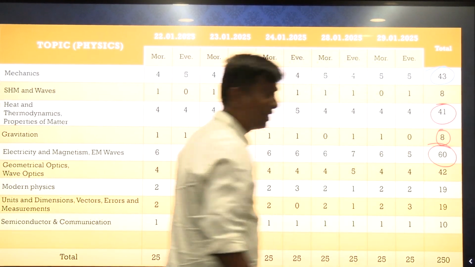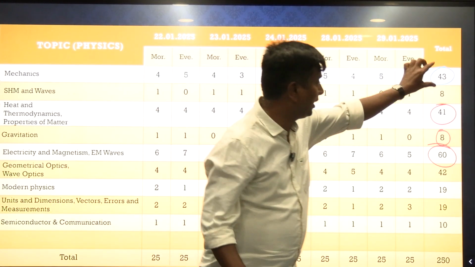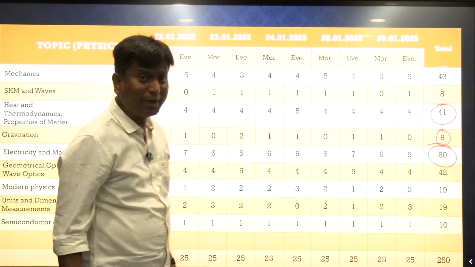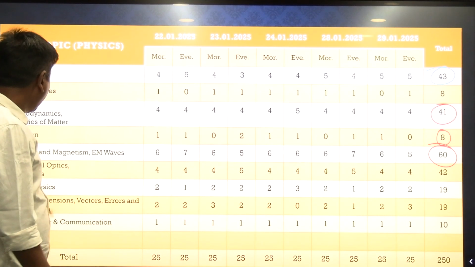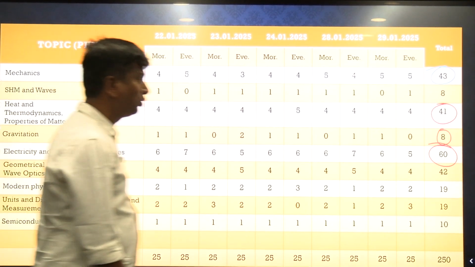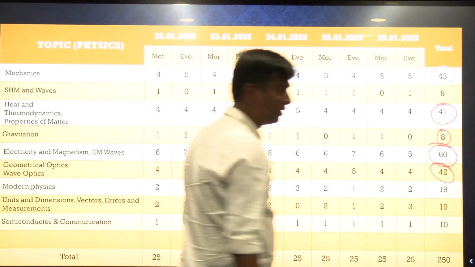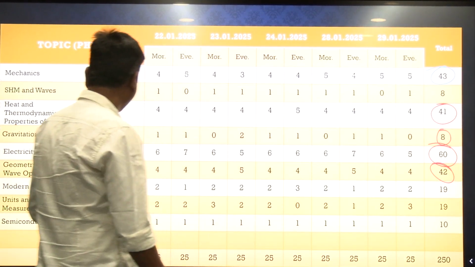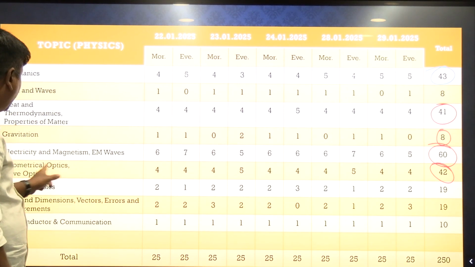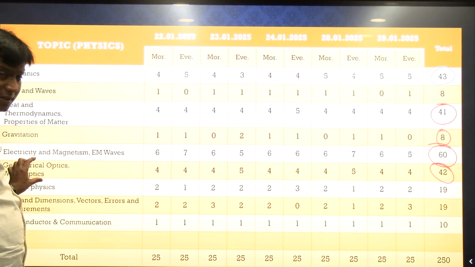you got these 60 questions as I was telling you. So compared to mechanics second year part, electricity and magnetism has got more weightage in this, right? Next, geometrical optics and wave optics together also you got 42 questions overall. Okay, so 42 questions is also definitely geometrical optics and wave optics, only 2 chapters here, right?